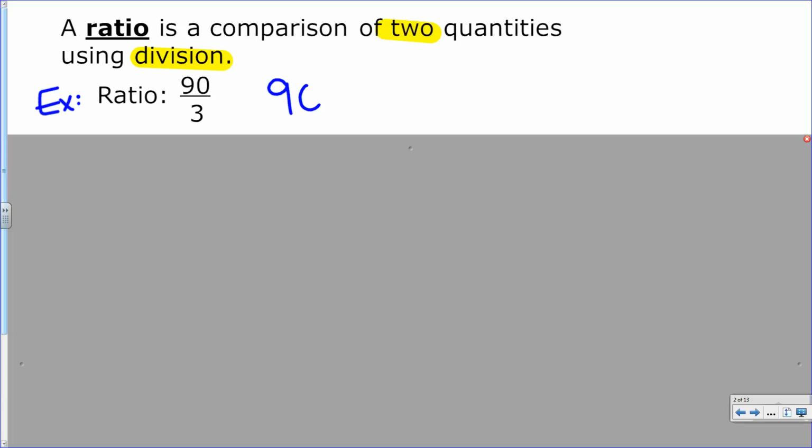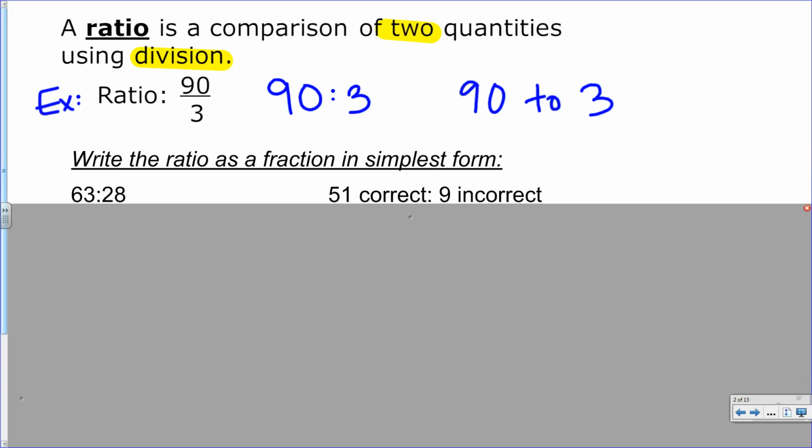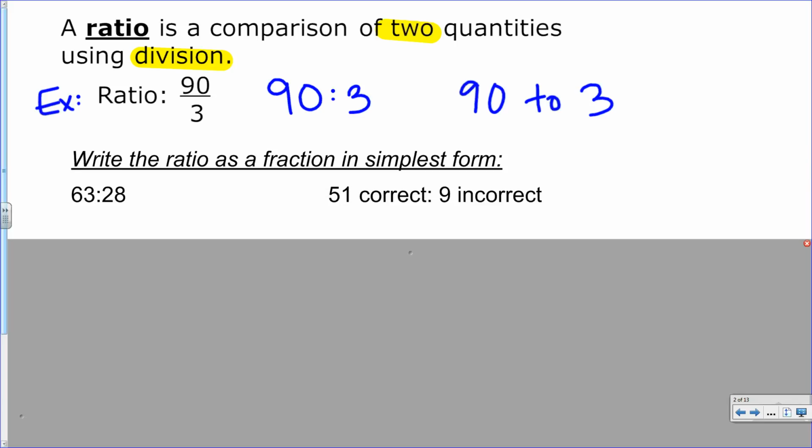Another way to write it is 90 colon 3. That is a ratio, means 90 to 3. Or you can actually write 90 to 3. So that is a ratio. So I want you to try and write a couple ratios and then turn this back on to check them.